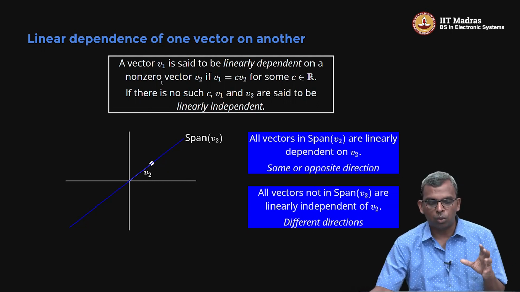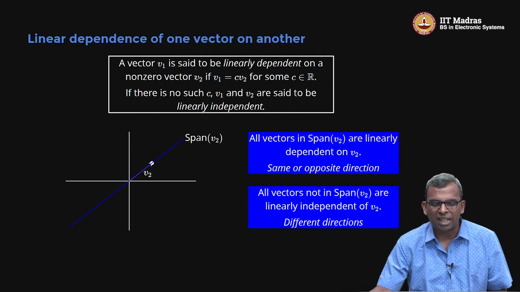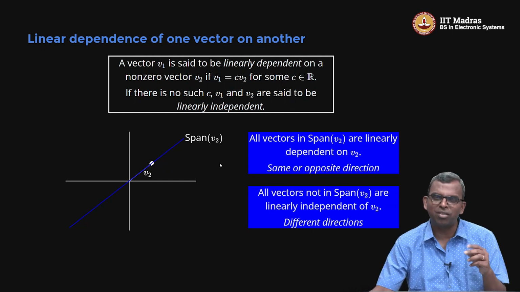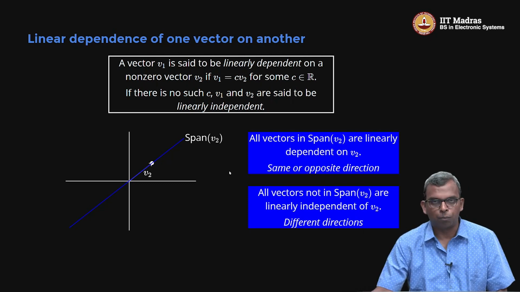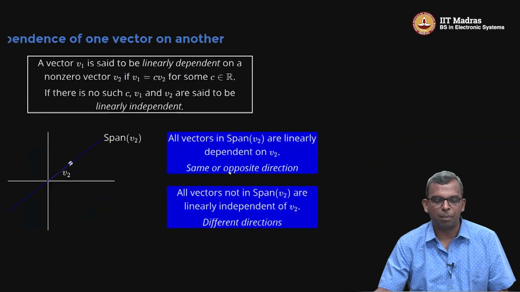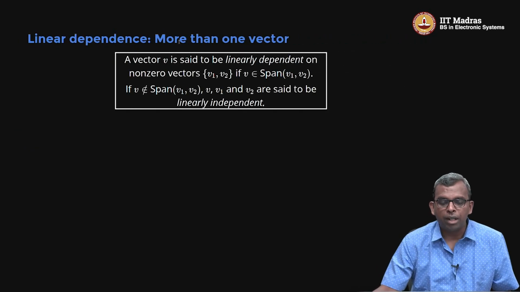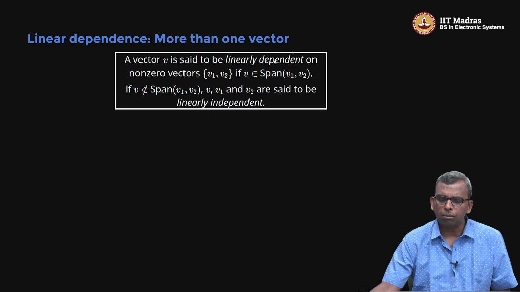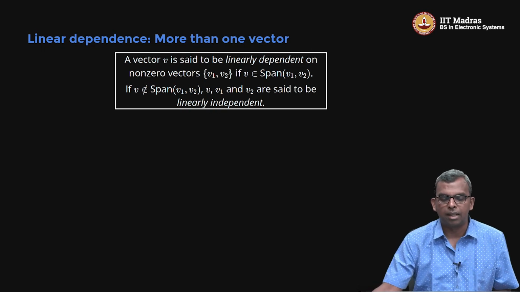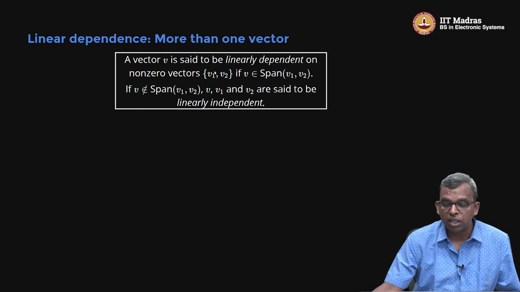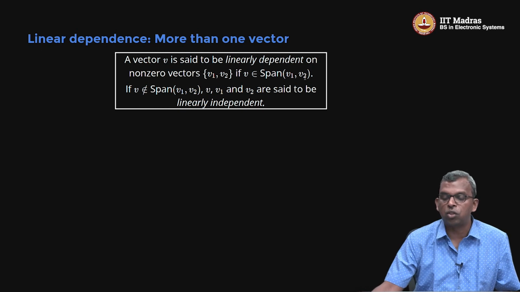Okay, so notice how this definition comes about in a very simple way, but we have this non-zero vector v2 which is not very pleasing. Well, we will relax it soon enough, but for now this is a very nice thing to picture. So very easy definition, right? Linear dependency. Okay, so how do you define it when you have more than one vector? Again, we'll do the non-zero vector case first and then we'll extend to the zero case later on. If you have a set of non-zero vectors v1, v2, a vector v is said to be linearly dependent on these v1, v2 if v belongs to the span of v1, v2.